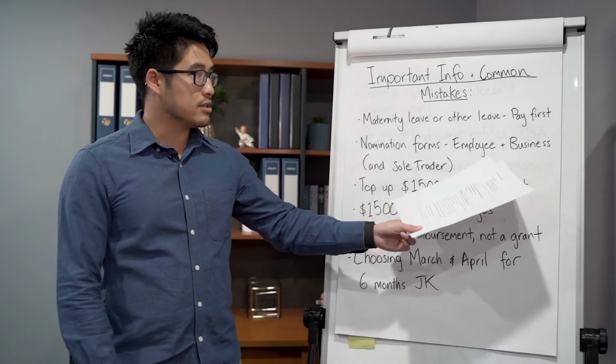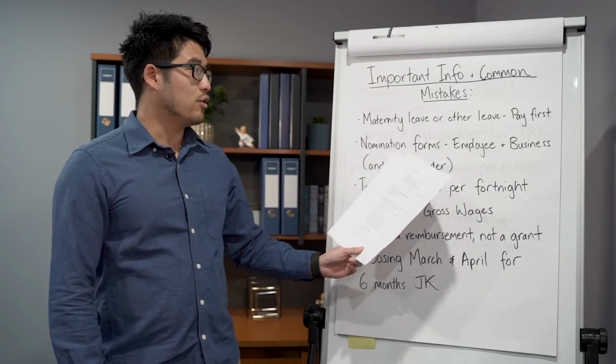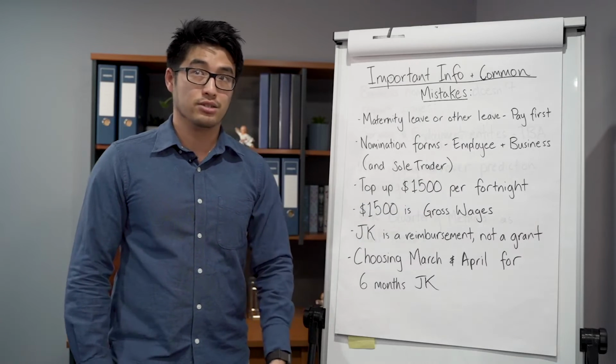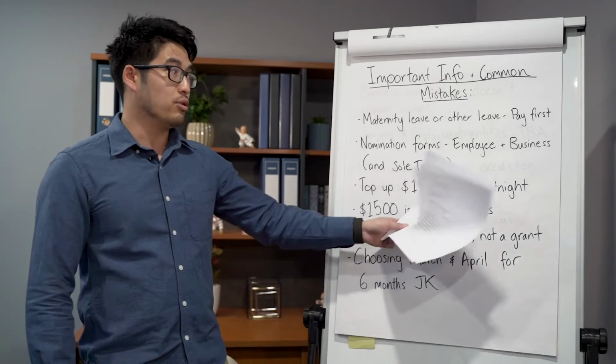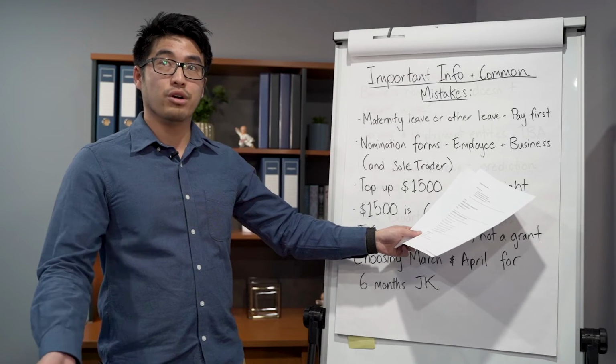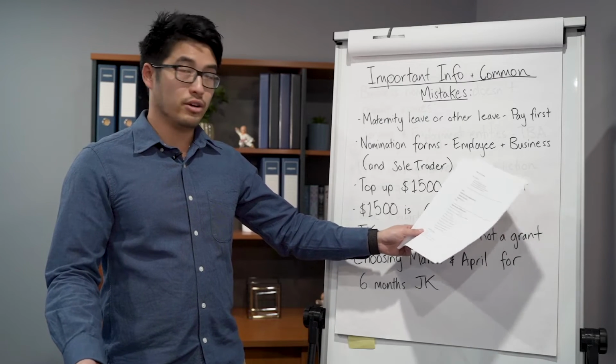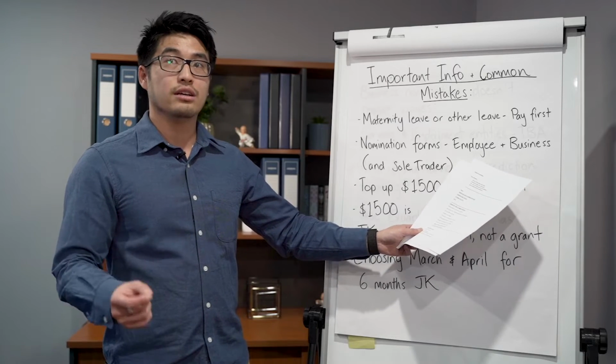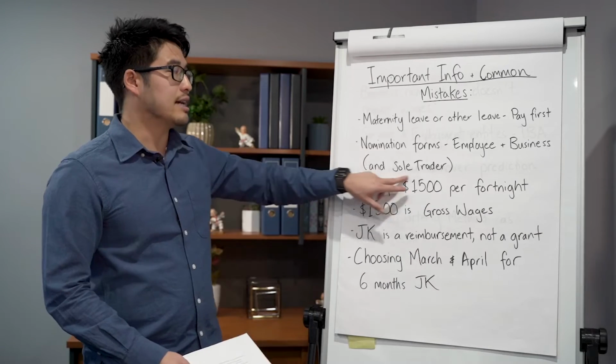So like I said before, just to reiterate, the nomination forms you get your employees to fill out. If you get your employees to fill out, you don't need to fill out the business nomination because only your employees will get it. So if you weren't on the books, you won't get it. Just note that. If you weren't on the books and you choose the employee nominations, only the employees will get it.